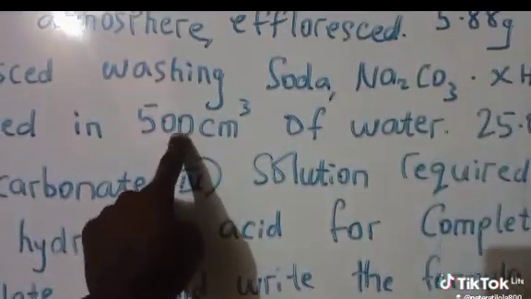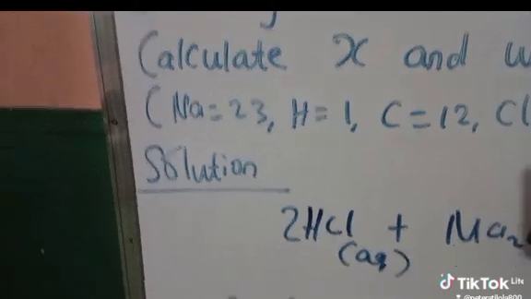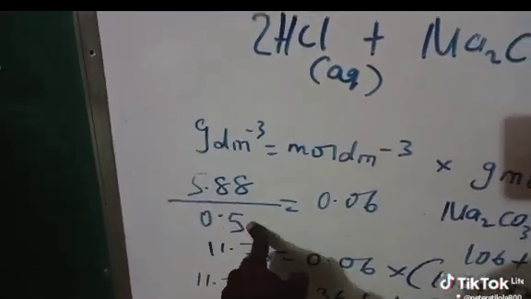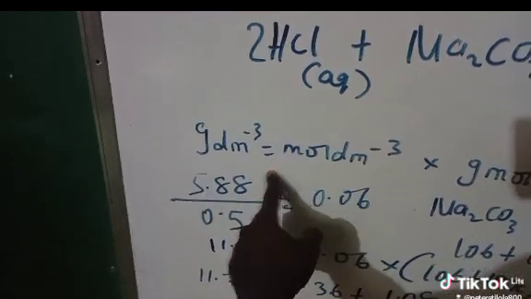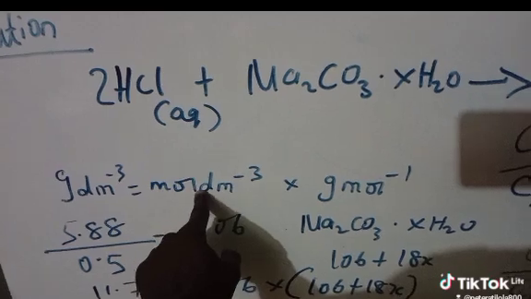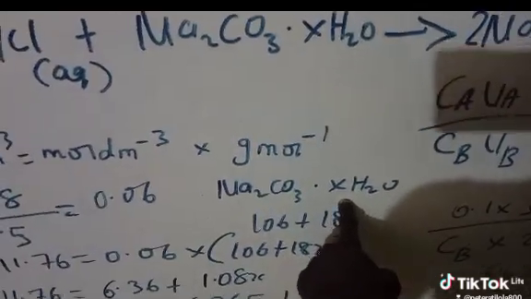Please endeavor, if they give you cm cube, preferably convert it to dm cube, because it's in gram per dm cube. Gram per dm cube means gram over dm cube. That is the one I got separately from the question. It is equal to mole per dm cube. This one was not given. I'm trying to use this one to get my x, because that is where I can get my x.